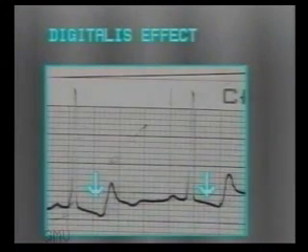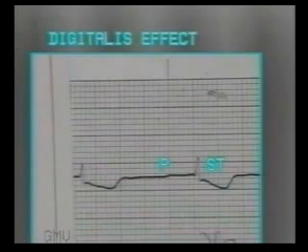Now the second type of ST depression is due to the effect of digitalis. This is the typical ST segment depression due to digitalis, described as mirror image of check mark. It slopes downwards gently and then rises steeply. It is best seen in leads with a tall R wave. The T wave amplitude is reduced, and with severe toxicity, T wave becomes flat.